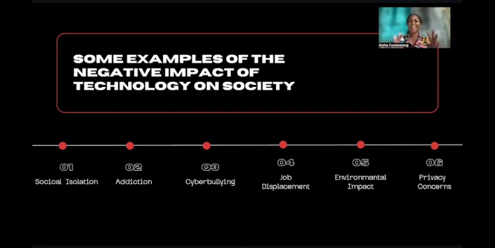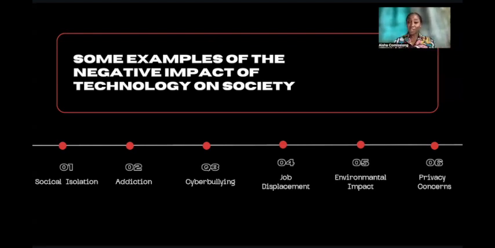Then there's addiction. Technology can be addictive, particularly in the areas of social media and gaming. People have started to spend excessive amounts of time on these platforms, leading to negative impacts on their mental and physical health. Then there's the issue of cyberbullying. Technology has made it easier for people to bully others online, and cyberbullying can have serious consequences, including depression, anxiety, and even suicide.